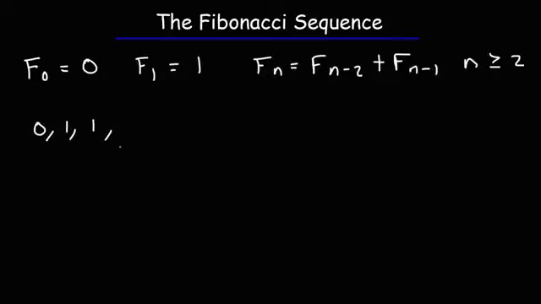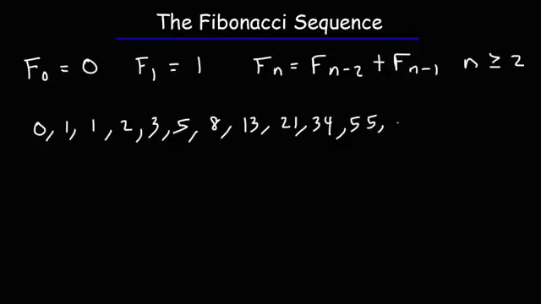And then to get the next number, add the previous two numbers. 1 plus 1 is 2. 1 plus 2 is 3. 2 plus 3 is 5. 3 plus 5 is 8. 5 plus 8 is 13. 8 plus 13 is 21. 13 plus 21 is 34. 21 plus 34 is 55. 34 plus 55 is 89, and so forth.